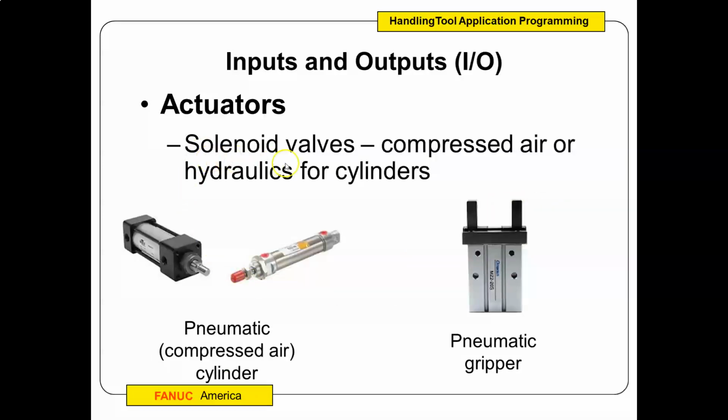So what are those solenoid valves controlling? Well, it could be things for compressed air, air cylinders, or grippers. The grippers on our robots are controlled by small solenoid valves that are opening and shutting air valves that are then connected to the gripper.